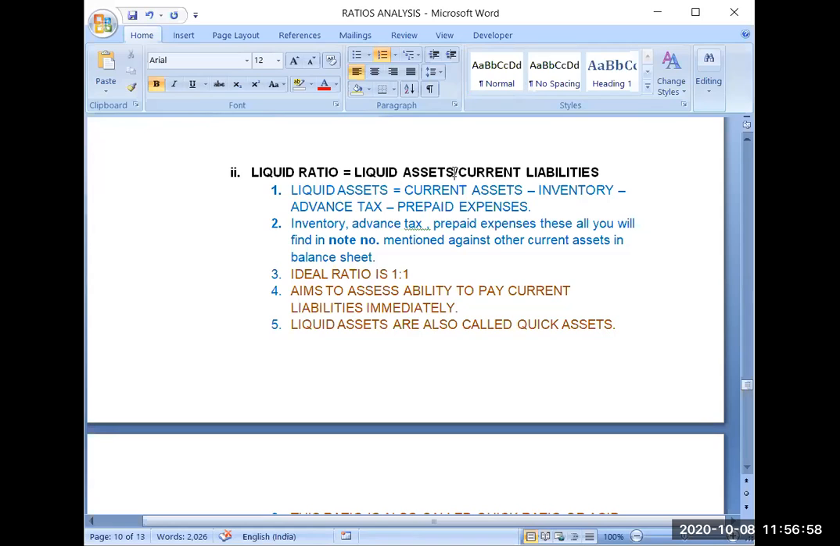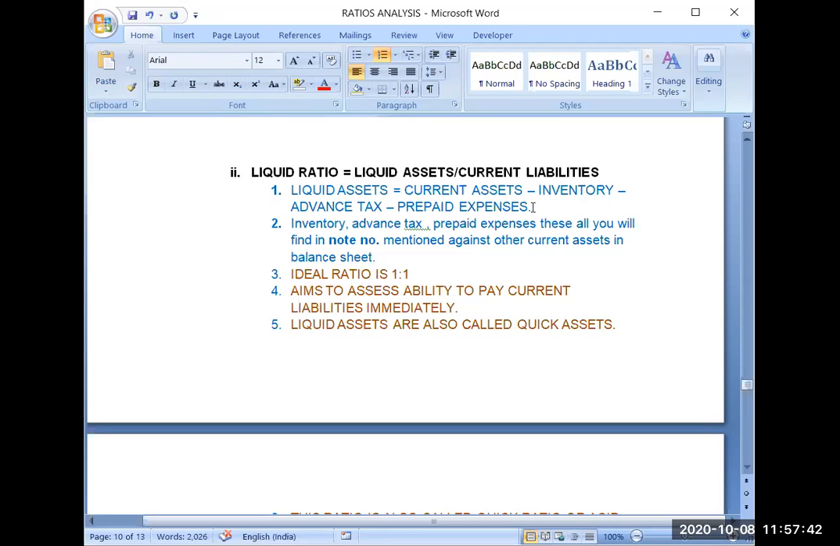And in the denominator, current liabilities will be there as it was in current ratio. So here we will be comparing liquid assets with current liabilities, because if we want to pay current liabilities immediately, obviously that will be possible only through liquid assets. Now how do we calculate liquid assets? The formula is liquid assets is equal to current assets minus inventory minus advance tax minus prepaid expenses. You have to exclude these three accounts from current assets, and then you will get liquid assets.